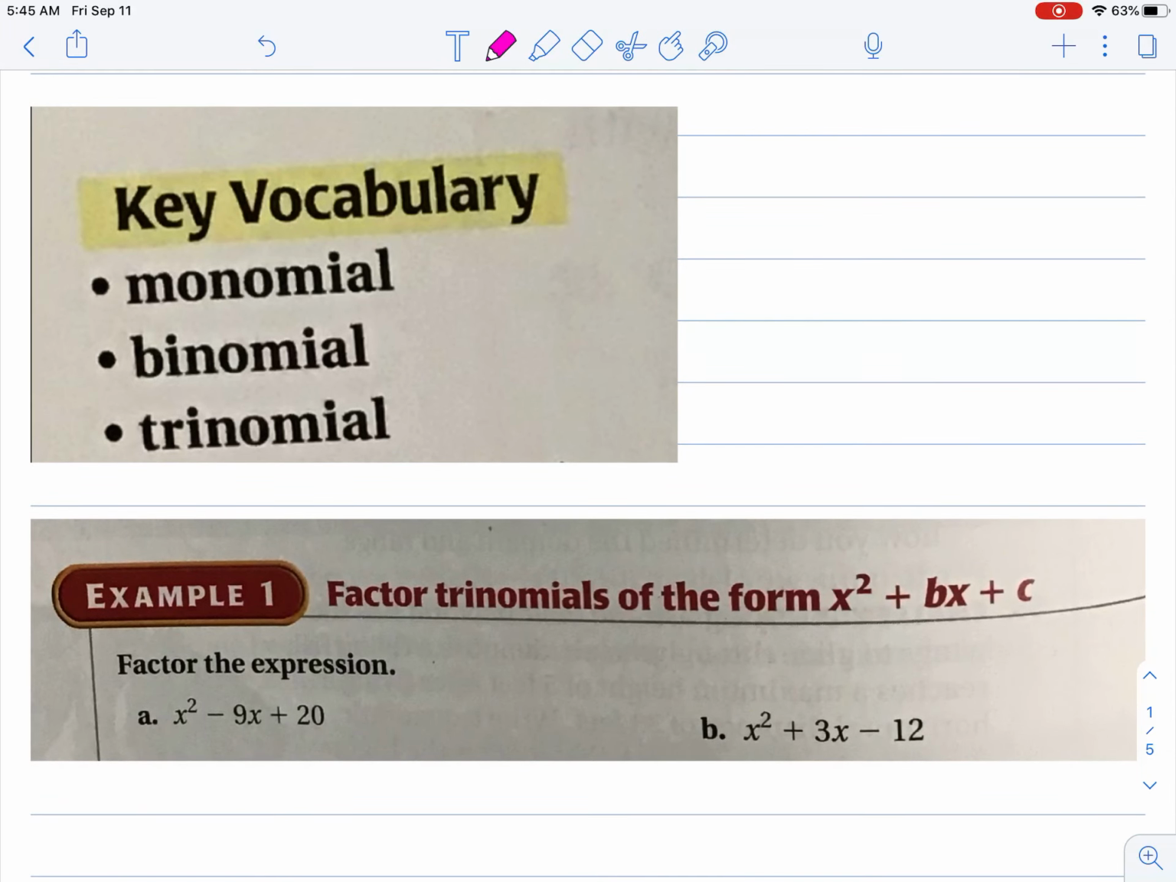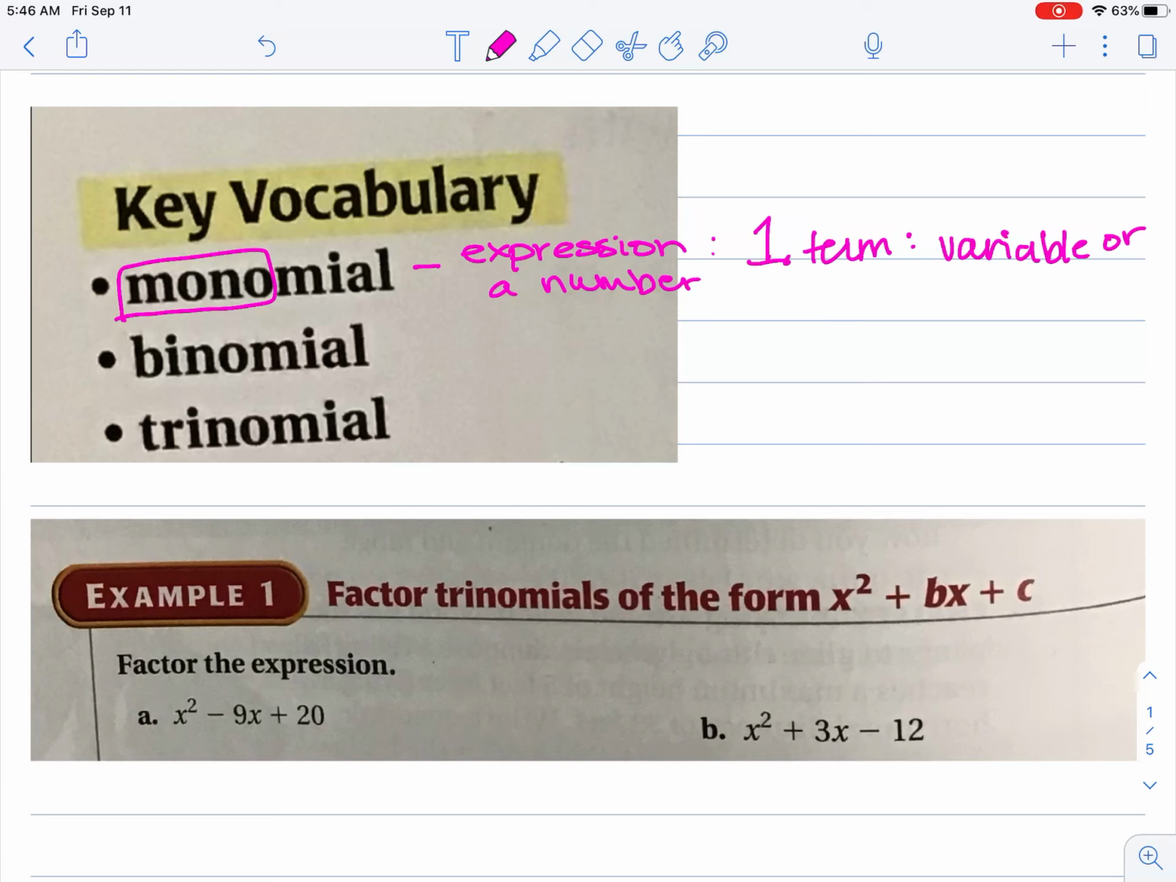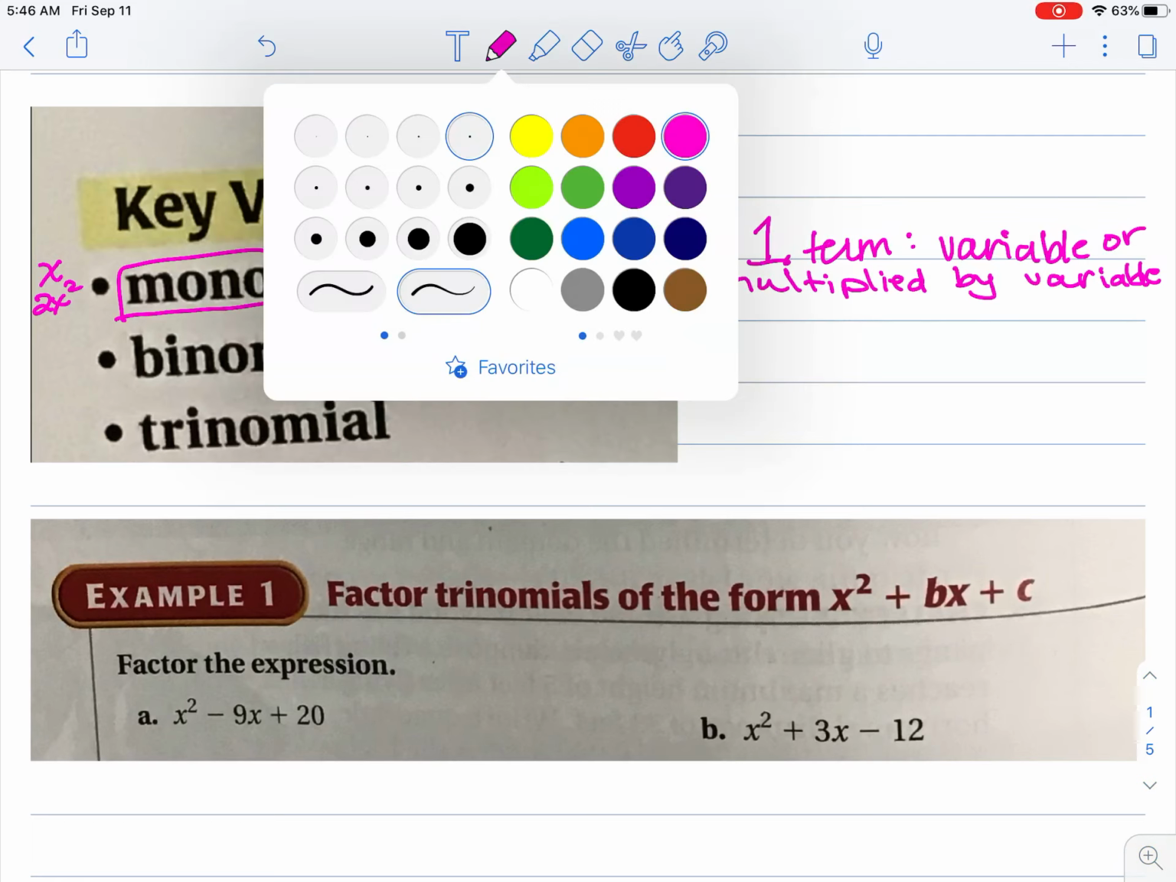So the first thing we need to know is, what's a monomial? A monomial is an expression, either a variable or a product of a number and a variable, okay? It's an expression where there's one term, meaning that mono means one, and it can be a variable or a number multiplied by a variable. So for example, it could be x. It could be 2x squared. It could be whatever. It can be anything multiplied, but you can't add anything to it. So it needs to be one term, okay?